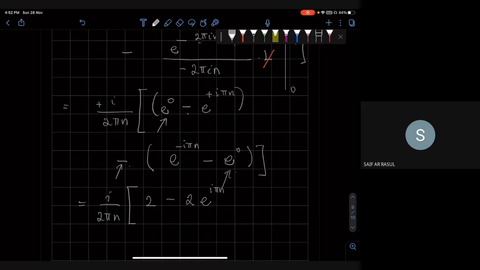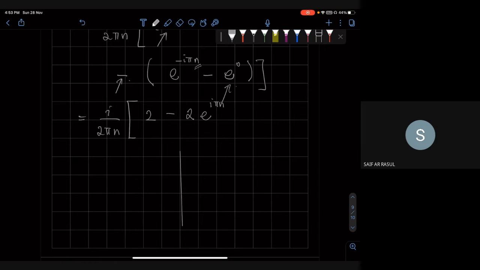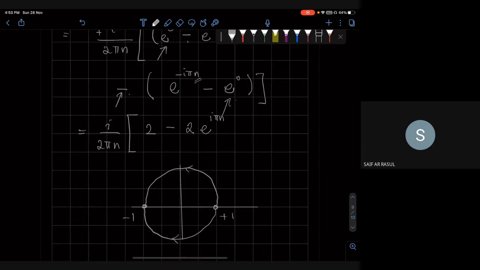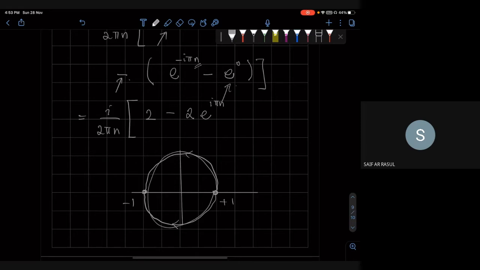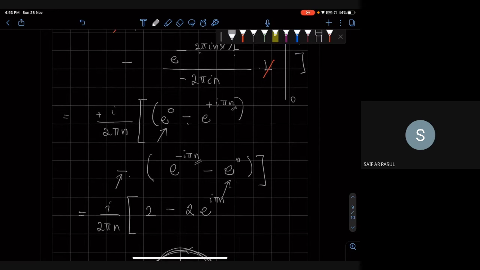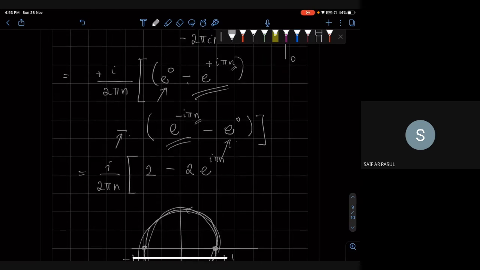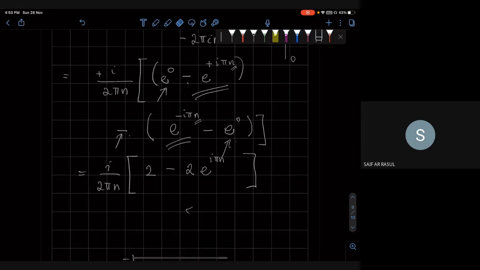Because regardless of whether n is even or odd, e to the power plus i pi n and e to the power minus i pi n are the same number, right? Because if n is odd, then e to the plus i pi n makes me come here. E to the power minus i pi n, we just take different paths to the same point, which is minus 1. But if n is even, then we come back to the same point in this way or this way. Okay, so do you agree that these two numbers are the same, regardless of whether n is even or odd? Yeah, makes sense.